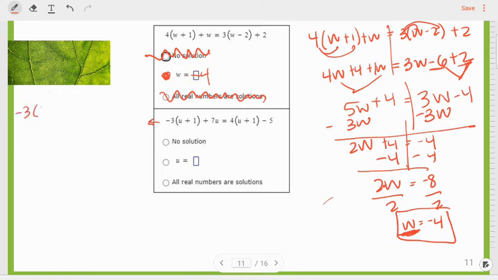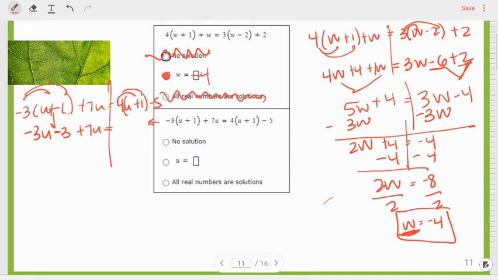So I have negative 3u plus 1 plus 7u equals, draw my line down my equal sign. Simplify both sides first. So distribution always comes first. Negative times a positive is a negative 3. Notice I don't bring that down. That negative 3 takes its place. Distribute 4u plus 4 minus 5. Now combine negative 3 and positive 7 is positive 4u. Bring that down. 4u, and these two combined give me negative 1.